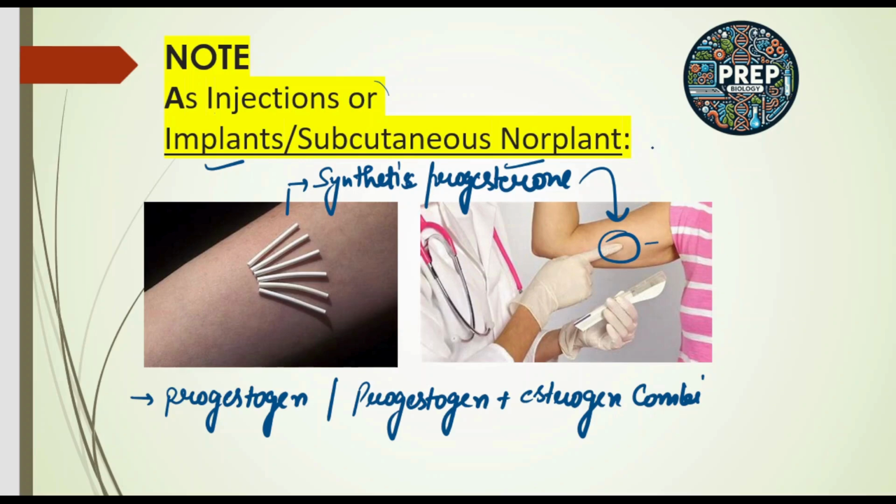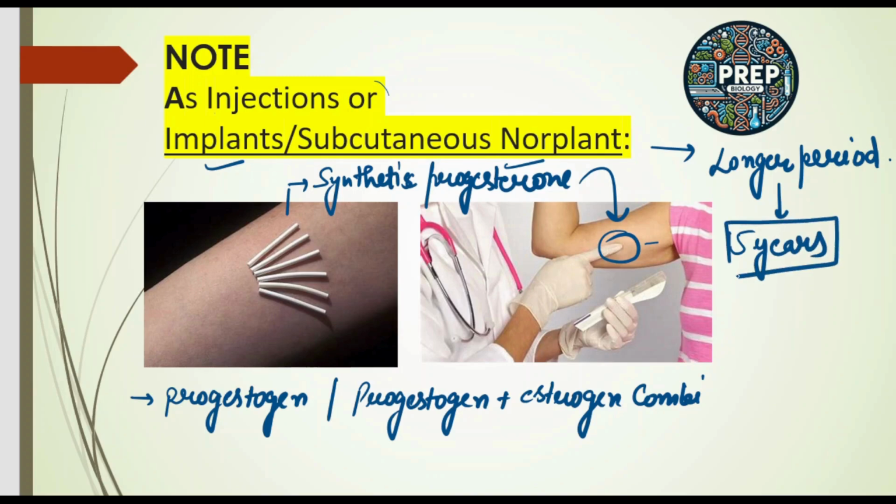But this method of the subcutaneous Norplants or implants is for a longer period. So the pregnancy is prevented for at least 5 years. So these subcutaneous Norplants or implants, the mode of action is the same as pills, but they are more effective for a longer period. So this is also very important. So make sure these methods are clear to you all.